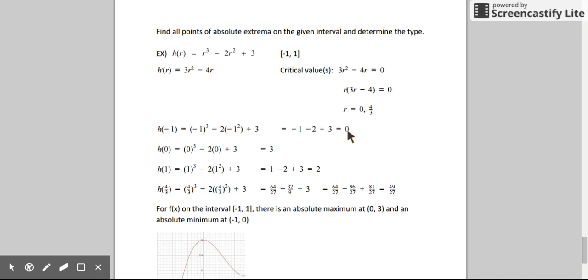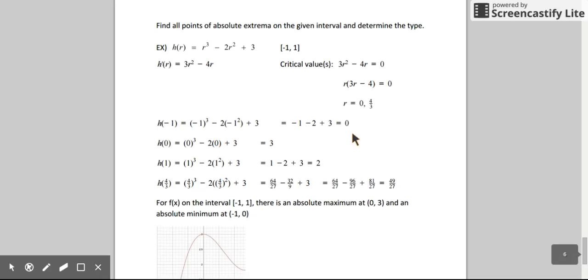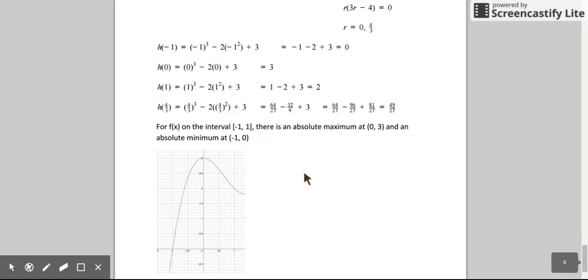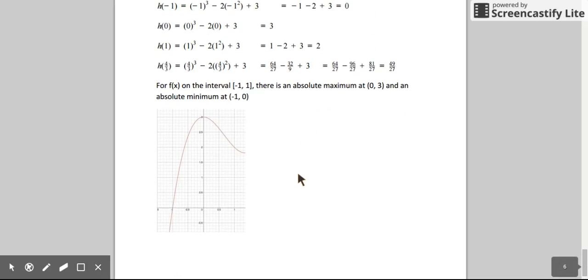So comparing all those values, the lowest value is 0. That's going to be my relative minimum. And positive 3 is going to be my biggest value. That's going to be my relative maximum. We can look at the graph of the original function given that interval and compare and verify.